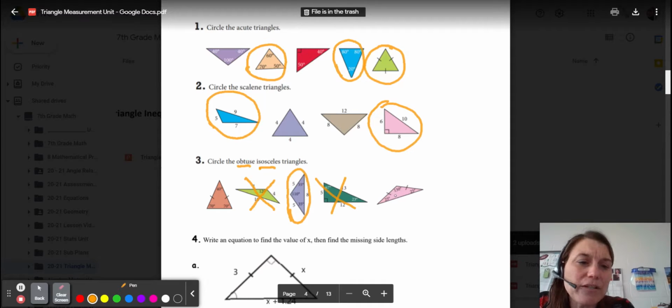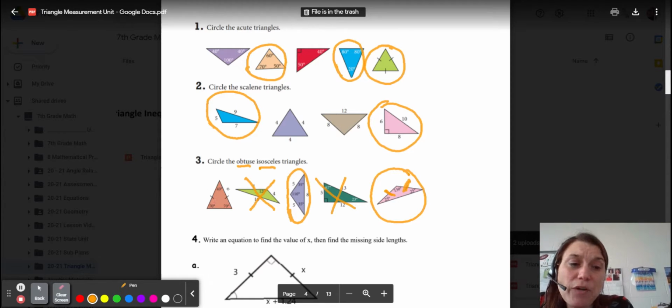Well, these tick marks tell me that these two sides here are the same length. So if the two sides are the same length, then that means it's isosceles. So it didn't tell me the side lengths, but it's telling me they're the same length because they each have one tick mark in them. It also has an obtuse angle, so it's obtuse and it's isosceles.